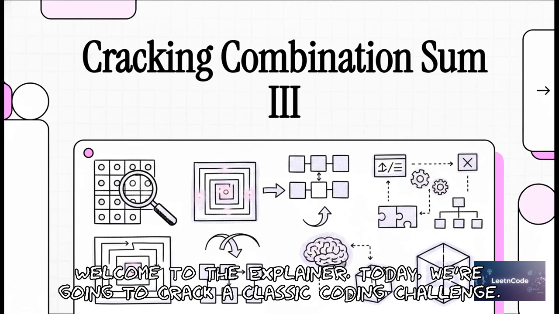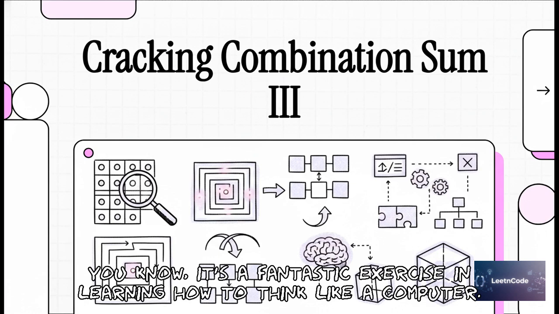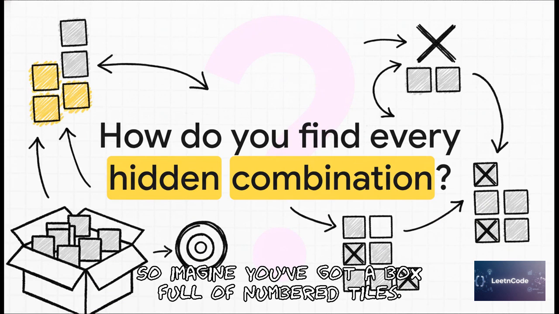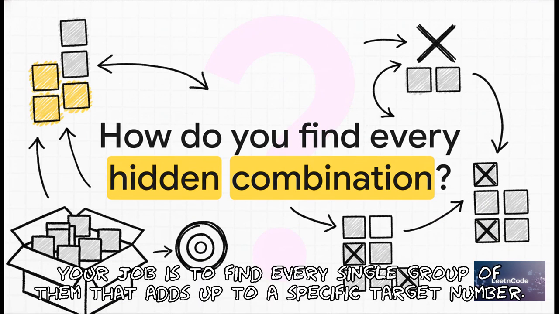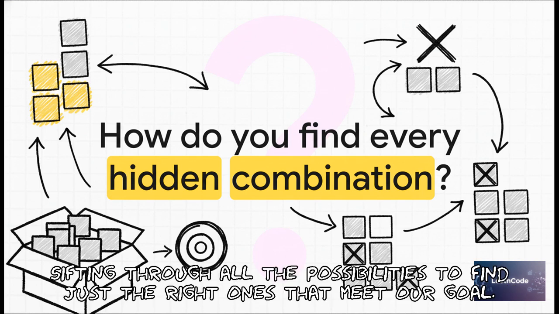Welcome to the Explainer. Today, we're going to crack a classic coding challenge, one that's all about finding these hidden patterns, these very specific sets of numbers that solve a puzzle. It's a fantastic exercise in learning how to think like a computer. So imagine you've got a box full of numbered tiles. Your job is to find every single group of them that adds up to a specific target number. That's really the heart of the puzzle we're tackling today, sifting through all the possibilities to find just the right ones that meet our goal.